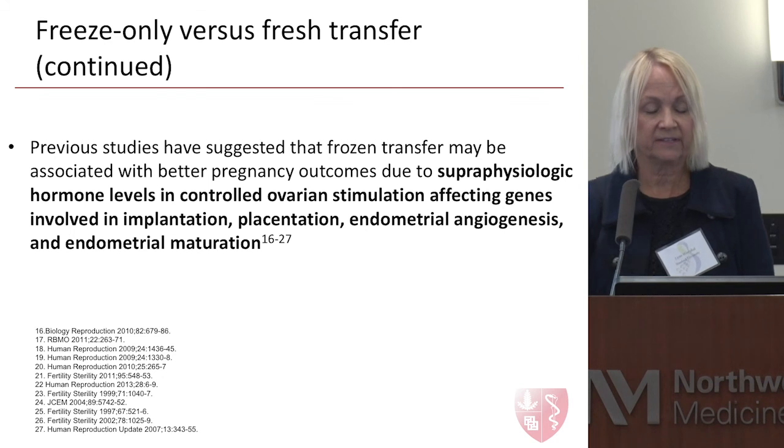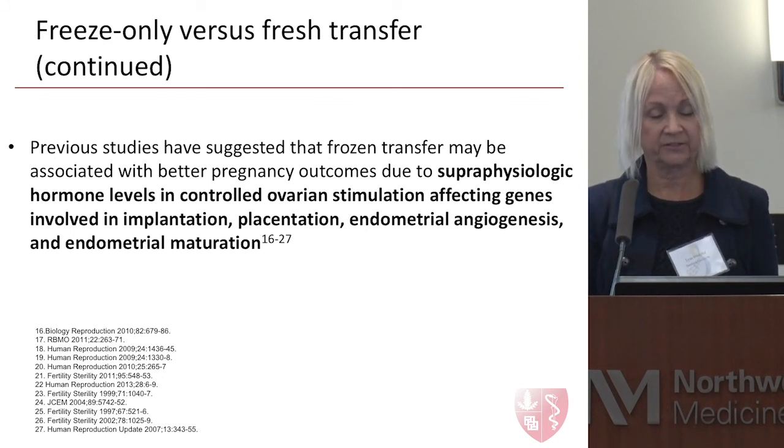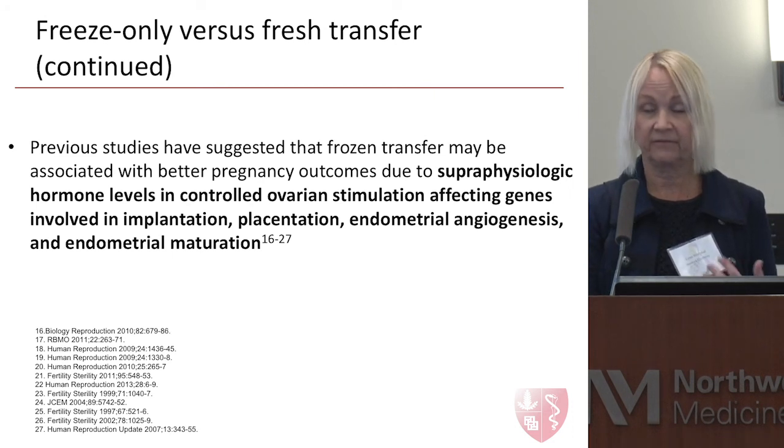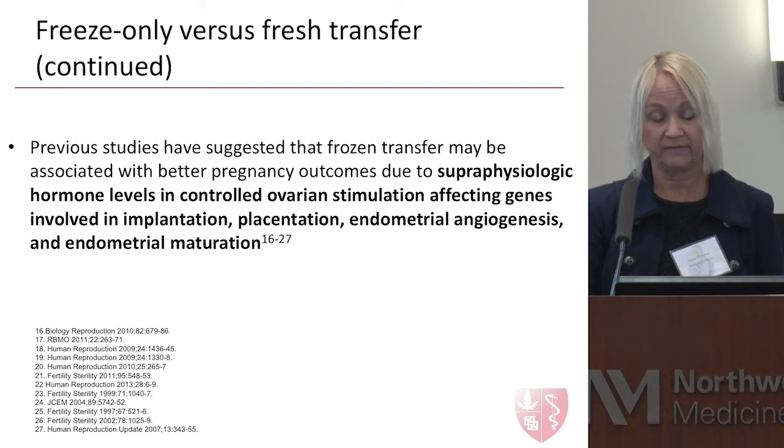And these previous studies, as I mentioned, suggested that frozen transfer may be associated with better pregnancy outcomes because of the supraphysiologic hormone levels in controlled ovarian stimulation that affect genes that are involved in implantation, placentation, endometrial angiogenesis, and endometrial maturation. So there are a lot of changes that are seen in the endometrium with ovarian stimulation.